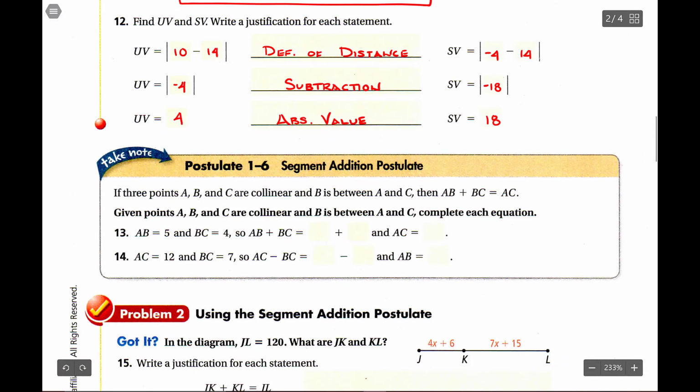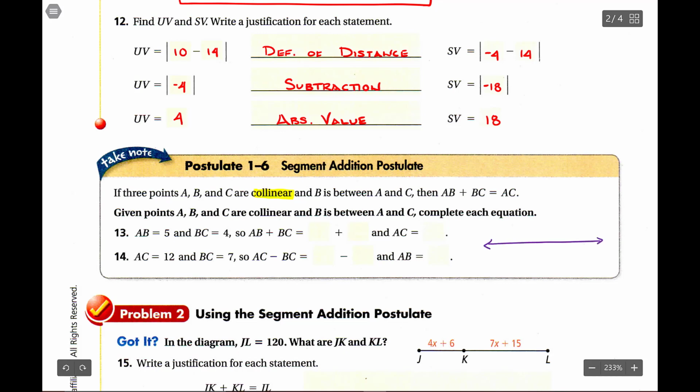The next postulate that we have is postulate 1.6. That's the segment addition postulate. And it simply states that if 3 points A, B, and C are collinear, so remember that term collinear just means they're all on the same line, and B is between A and C, then AB plus BC is equal to AC. So let me just give you a visual for that real quick.